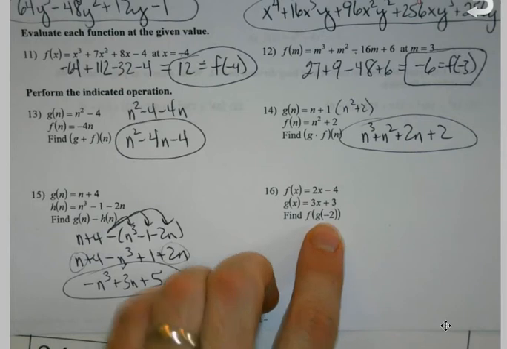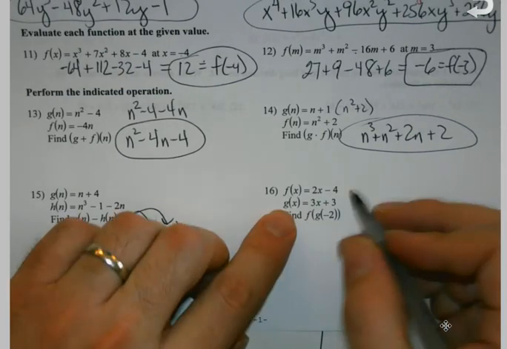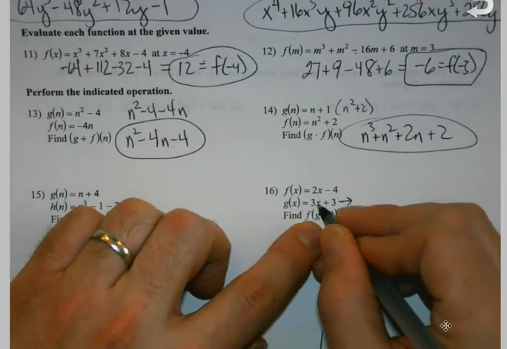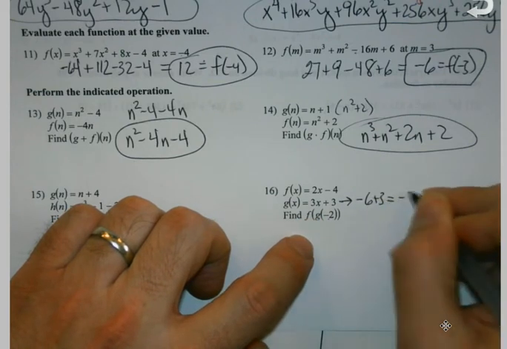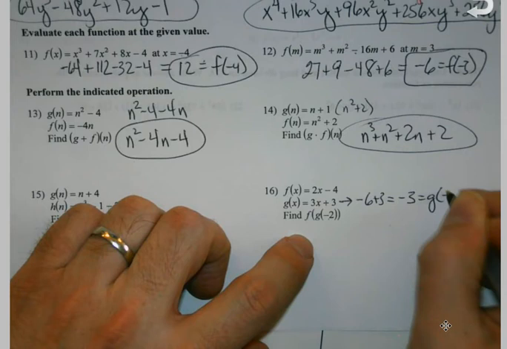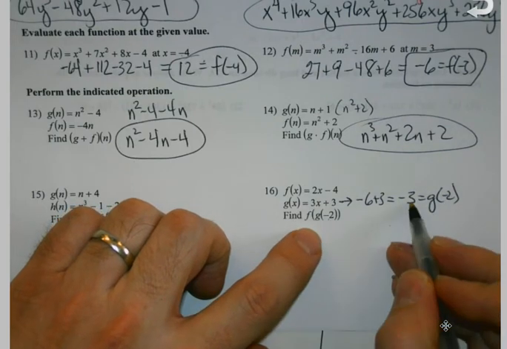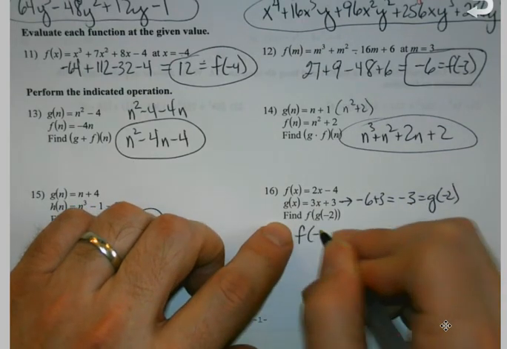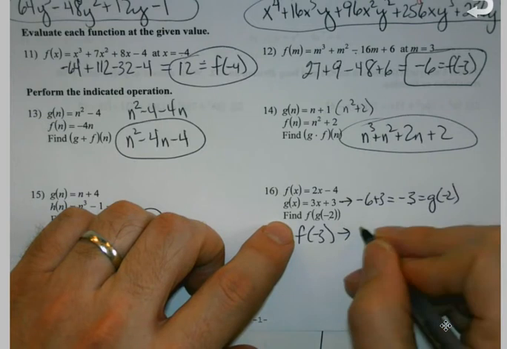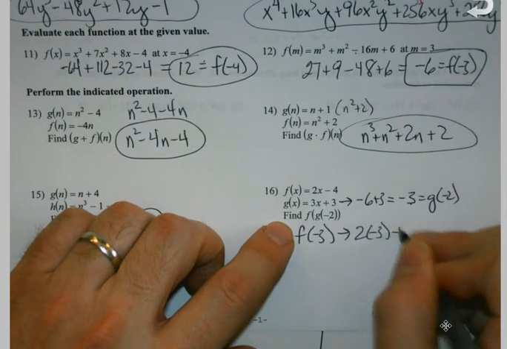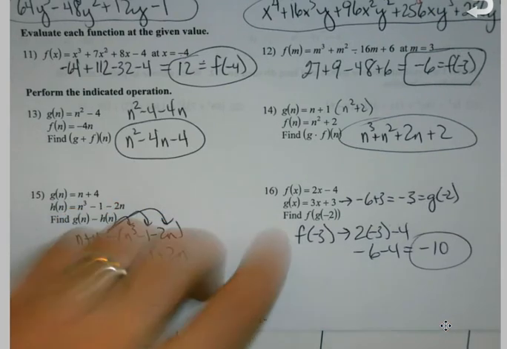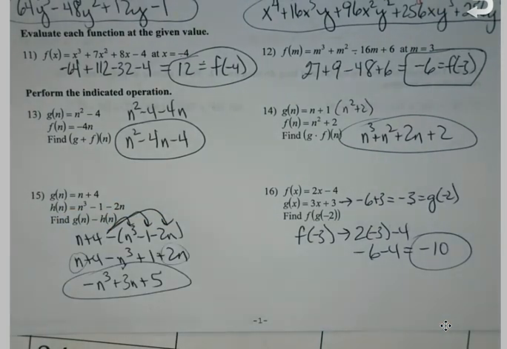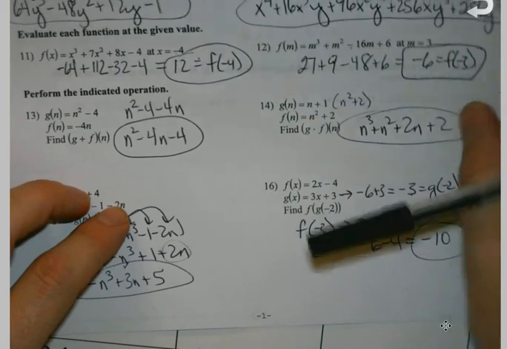Composition of functions, do what's inside first. Go to G, plug negative 2 in wherever there's an x. So negative 6 plus 3 is negative 3. That's G of negative 2. And now take that negative 3, and plug it in for f. And that would be f of g of negative 2. And the cool thing is, if you're watching this at home, you can pause me. If it's during class, you're probably not going to get quite so lucky.